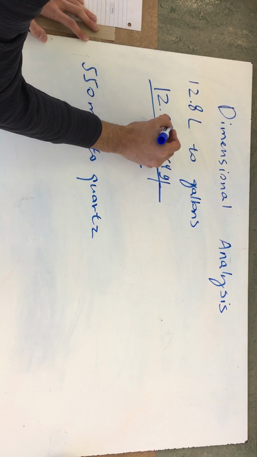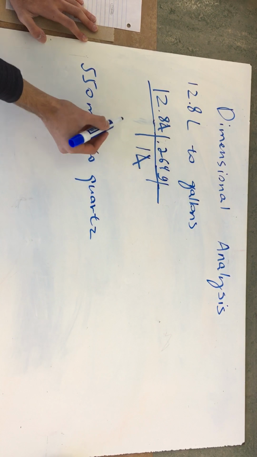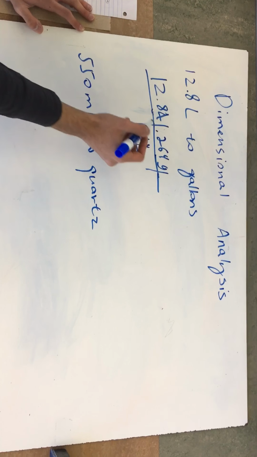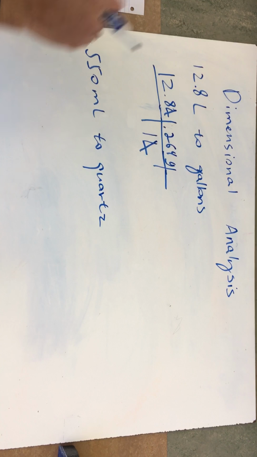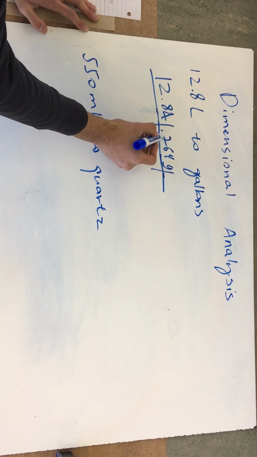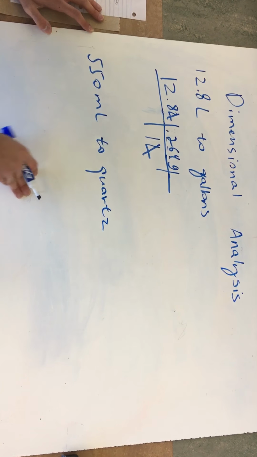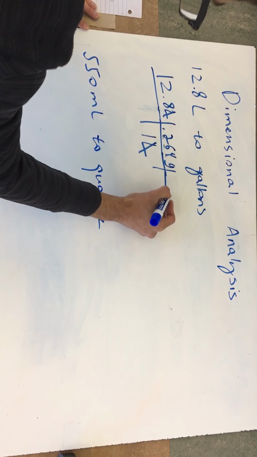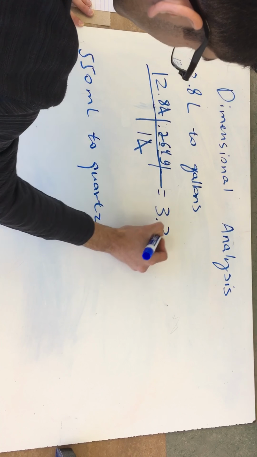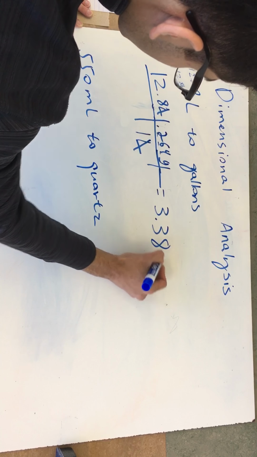Using dimensional analysis, this L cancels with this L, so you're essentially just multiplying 12.8 times 0.264 gallons, and using our sig fig walkthrough of multiplying, you should know that our answer is to 3 significant figures. So when you do this, you get the answer of 3.38 gallons.